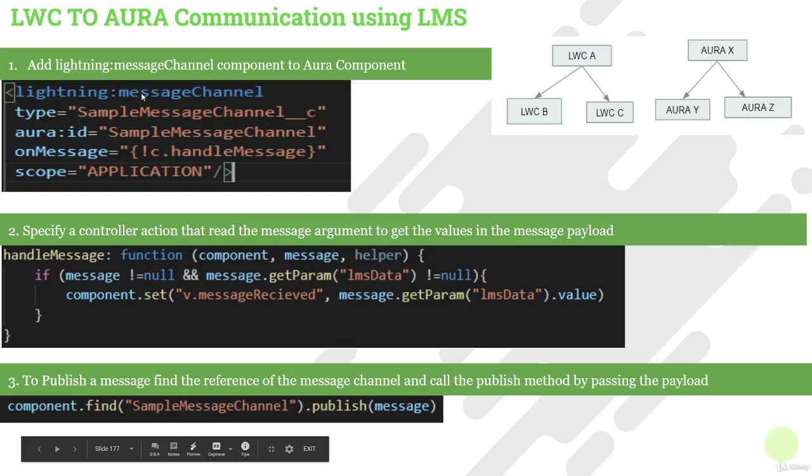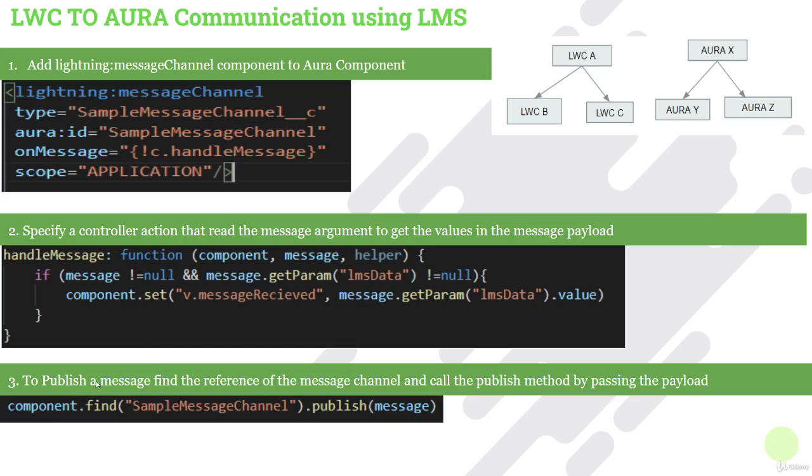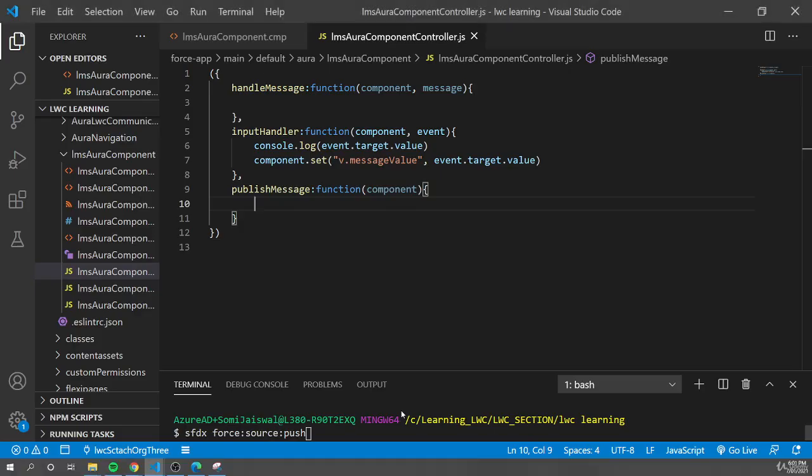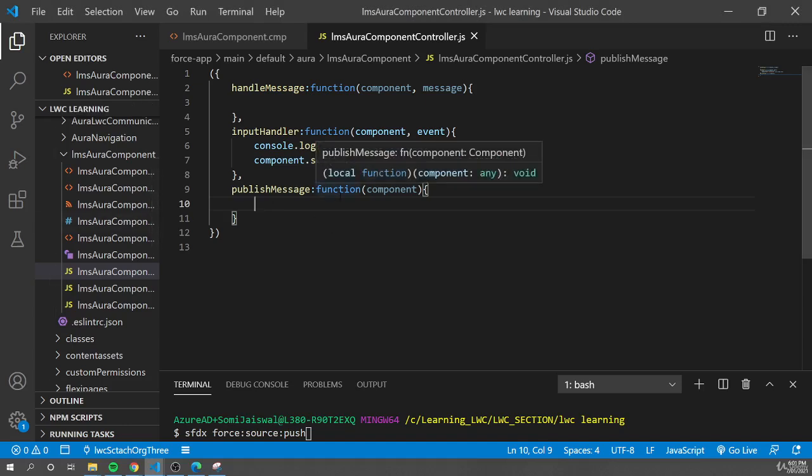So message channel we define at the step number 1, in which we gave the Aura ID. So we'll say component.find and give the Aura ID. It's similar to how in Lightning Web Component we do this.template.querySelector. In Aura we use component.find with the ID, and we will call the publish method of this Lightning message channel and pass the message. Okay, so let's go and create the publish message. So first I'll say what is the message that I want to publish, right? So I have to create the message as well.